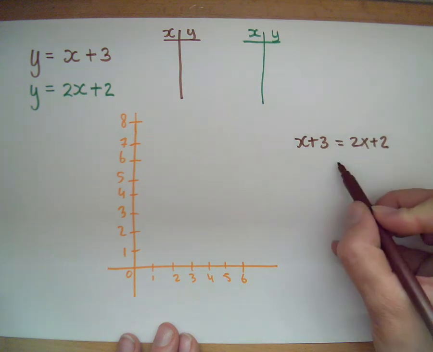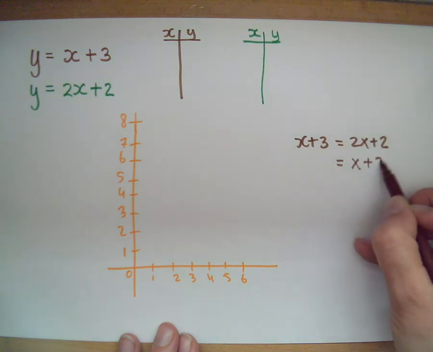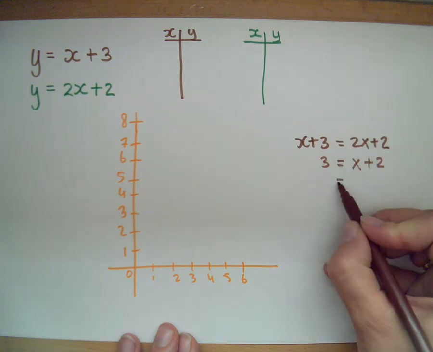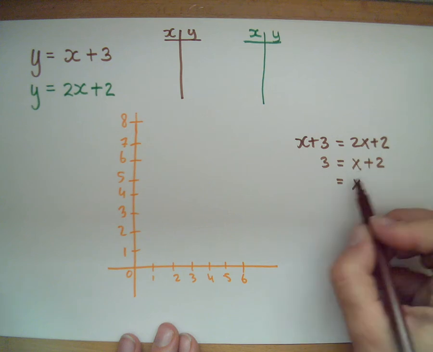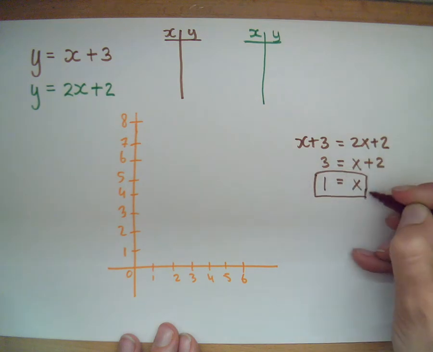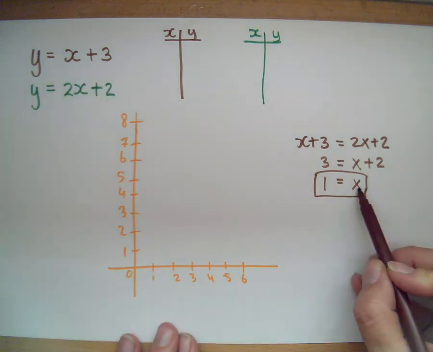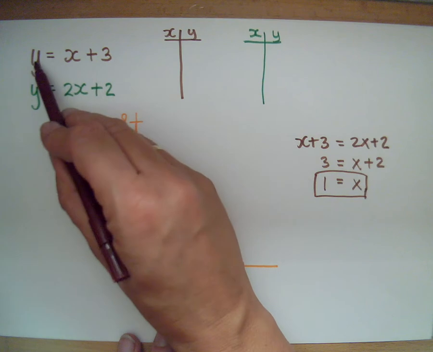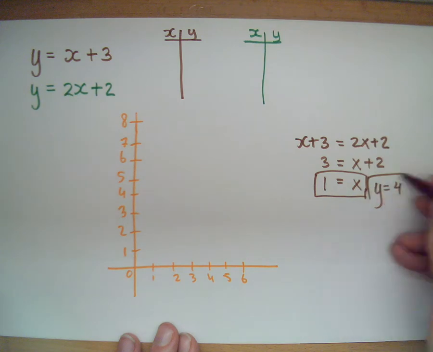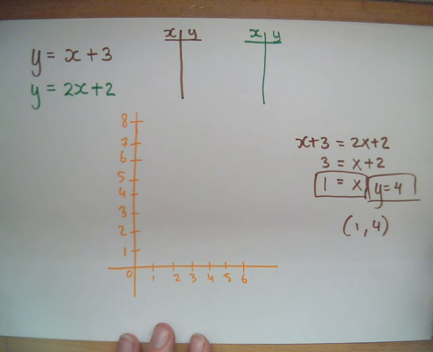Let's do that. Subtract x from both sides. Move the 2 over to that. Subtract 2 from both sides to get x by itself, right? That means x equals 1. Then when we plug it back in, we find the corresponding y value. If we plug in 1 for x here, then y equals 1 plus 3 is 4. So y equals 4, and our coordinate then would be (1, 4). We did this before.